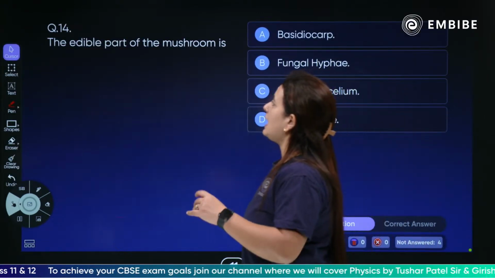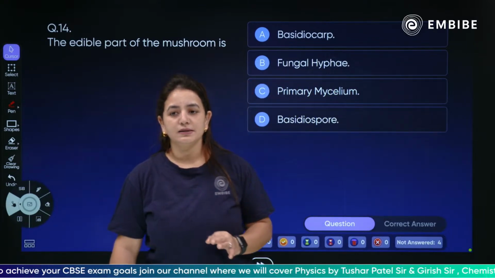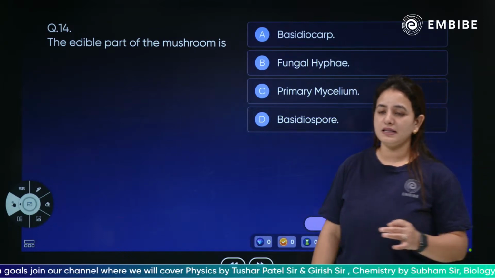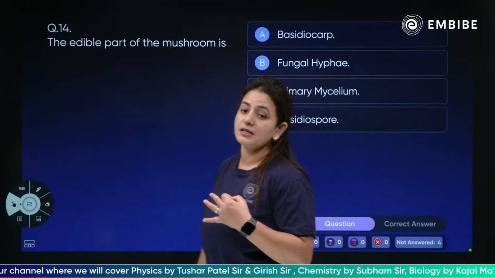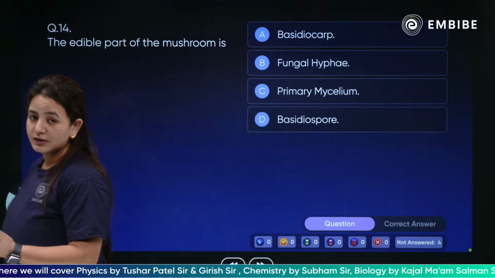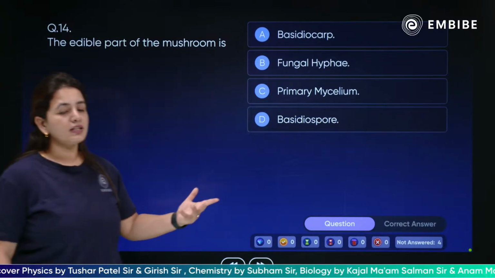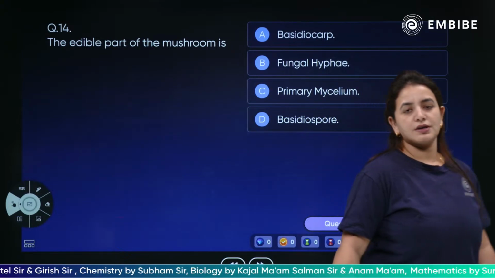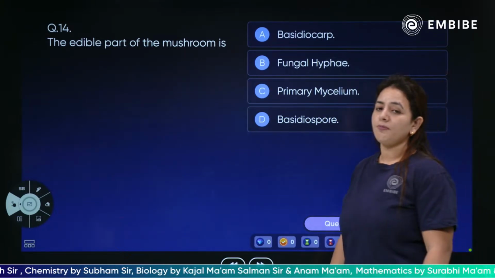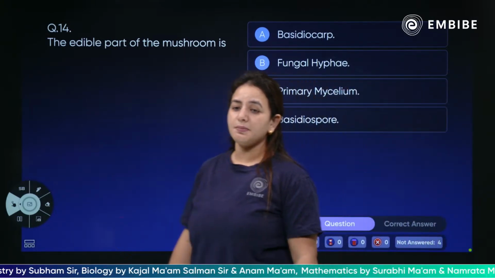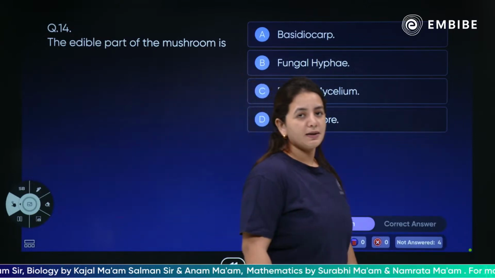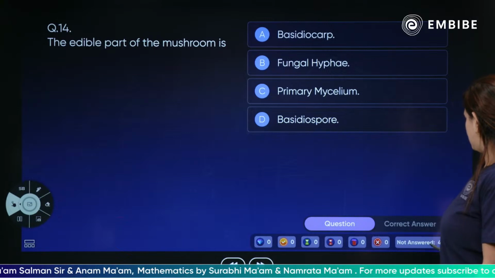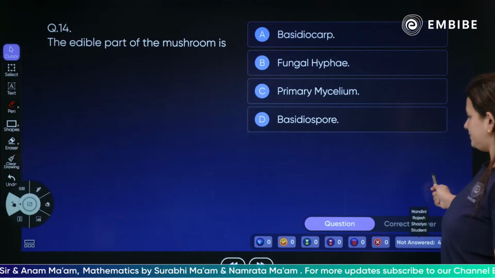Next question. The edible part of the mushroom is, edible part means something which can be consumed simply. What do you think among these four the edible part is? Basidiocarp, fungal hyphae, primary mycelium, basidiophore. Which among them is the edible part? Yes, children.